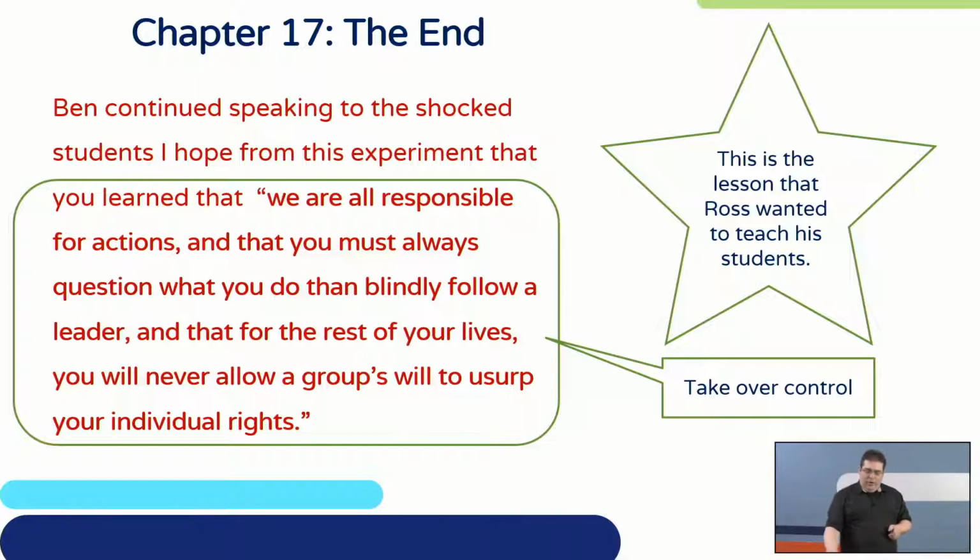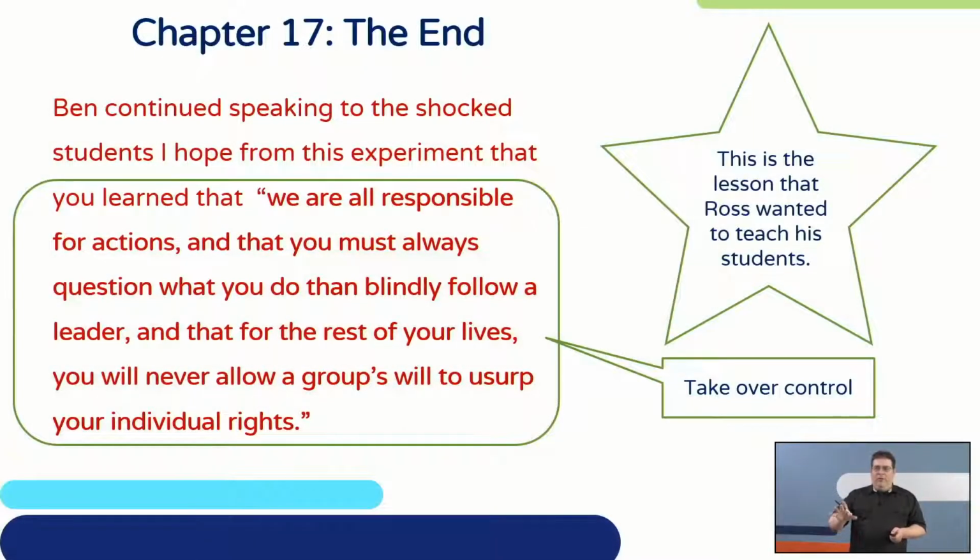Okay? And as I pointed out here, this is the lesson that Ross wants to teach his students. So if you were to try to boil down the message of The Wave, the message of the book is right there in front of you. Never, ever give up your rights or your beliefs to the will of someone else. Question your leaders and their actions, right? Don't follow someone blindly, okay? That's the message of the story, and it comes at the end. So the book ends with this resolution.